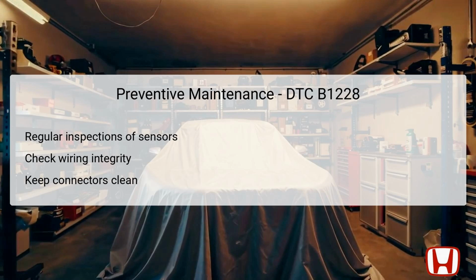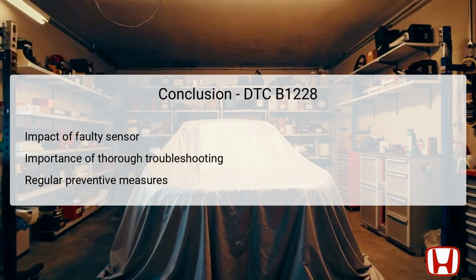Implementing these preventive measures can significantly enhance the longevity of the outside air temperature sensor and improve the overall reliability of the climate control system, ensuring optimal performance. In conclusion, DTC B1228 highlights the potential issues associated with the outside air temperature sensor circuit within the Honda Civic models from 2011 to 2015.